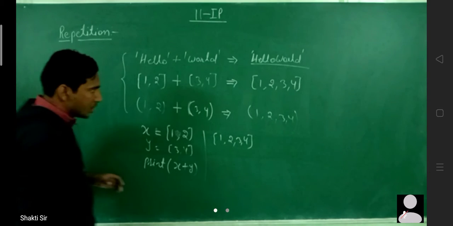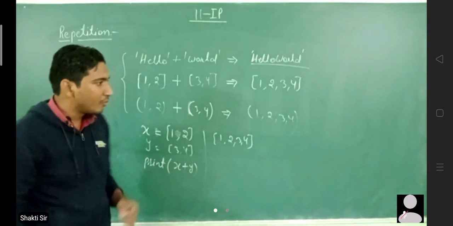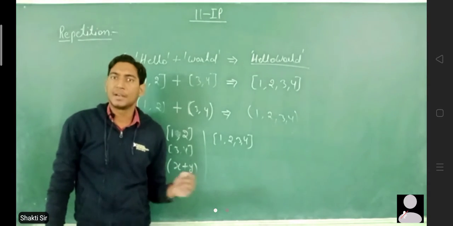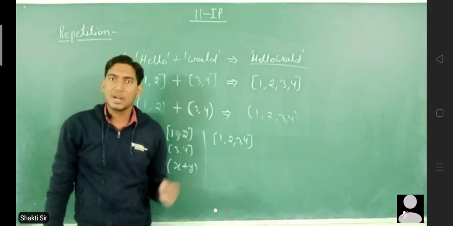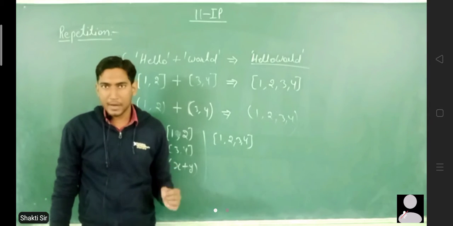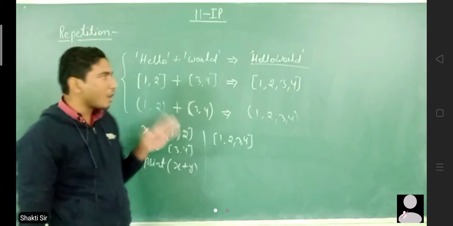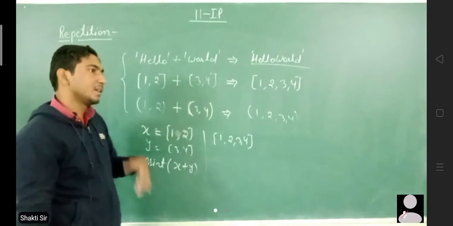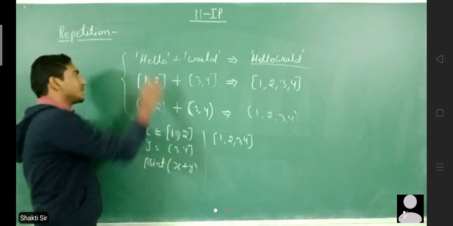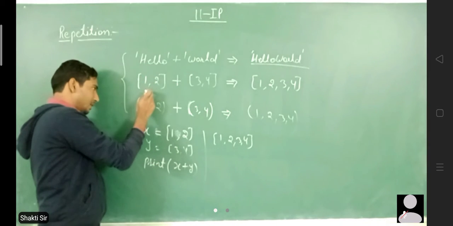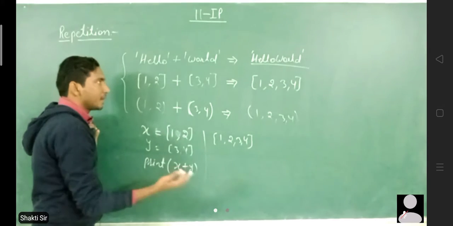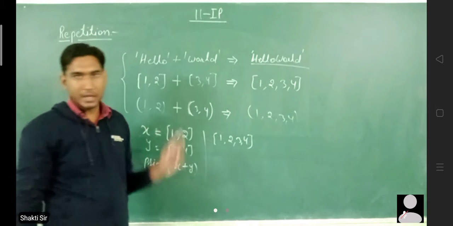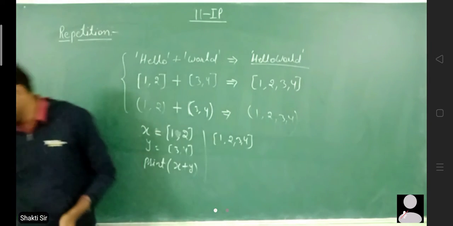Repetition. Repetition occurs when one of the operands is an integer and another operand is either a string or a list or a tuple. So one of the operands should be a string, list or tuple and the second operand should be an integer, and in that case the repetition occurs. Let us see an example.